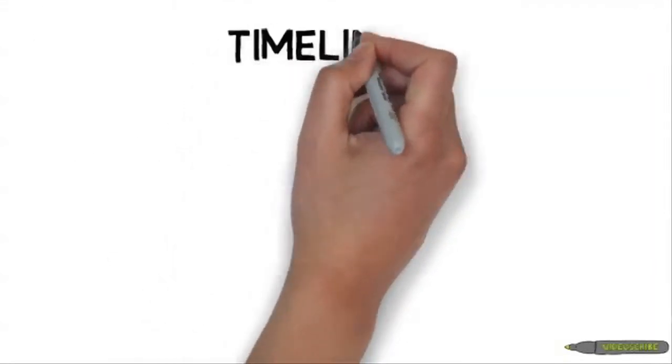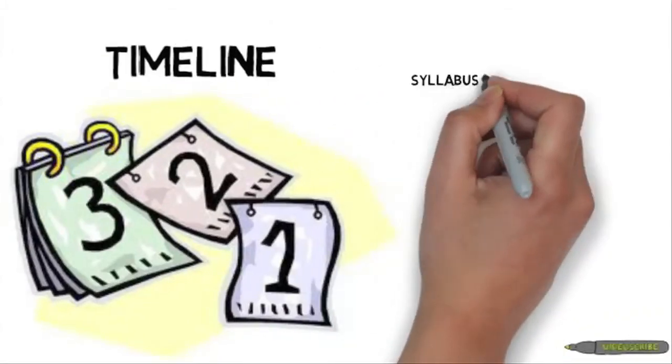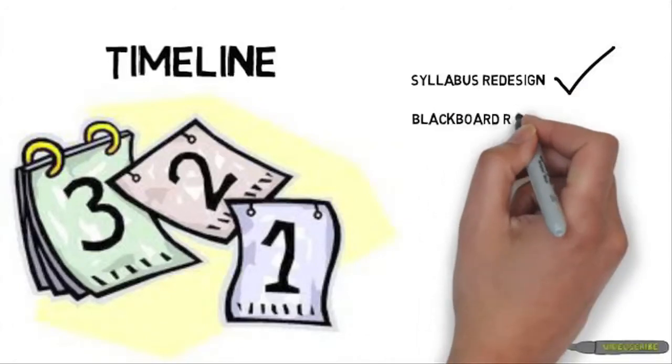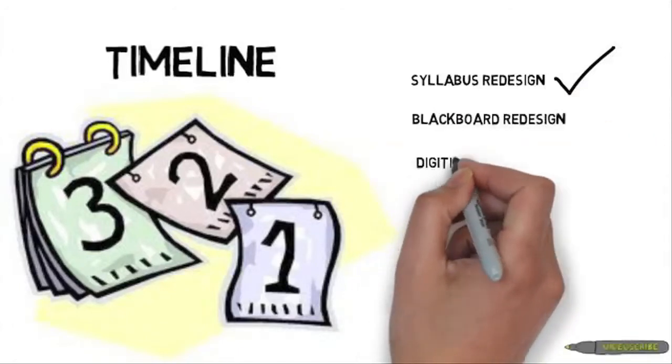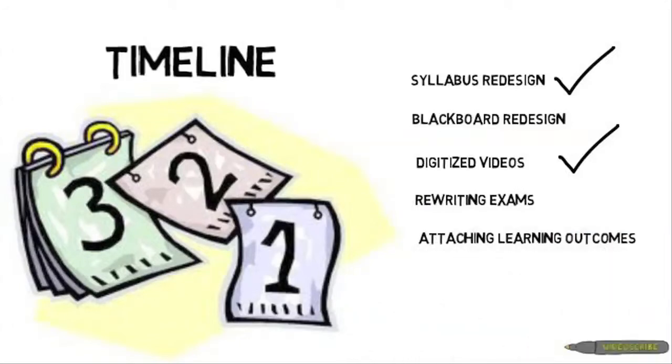I'm planning to get almost all of this done for the fall 2013 semester. I've already completed my syllabus redesign and I'm working on my Blackboard redesign now. I've converted all of my VHS videos to digital. They should be uploaded to the streaming service before the beginning of the fall semester. I'm in the process of rewriting my exams and the research assignment and adding the learning outcomes to the assignments so students will understand exactly what they're supposed to accomplish.